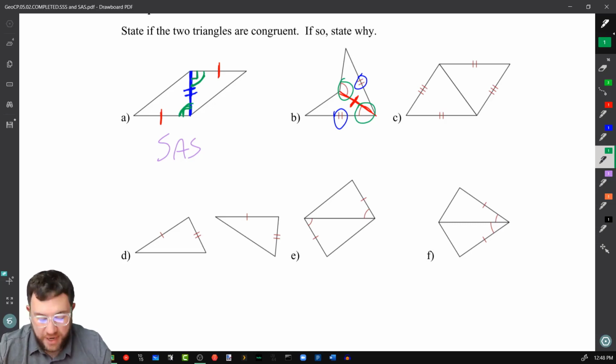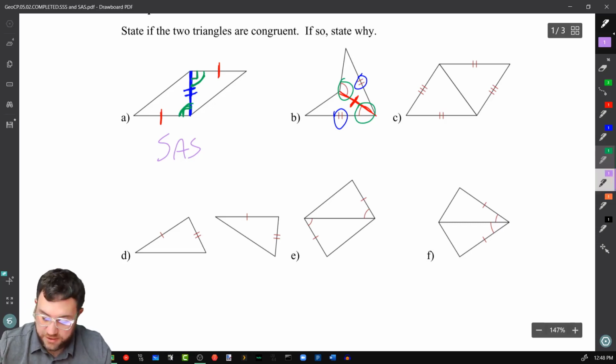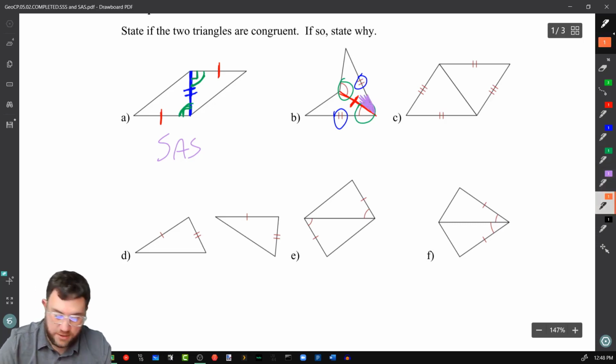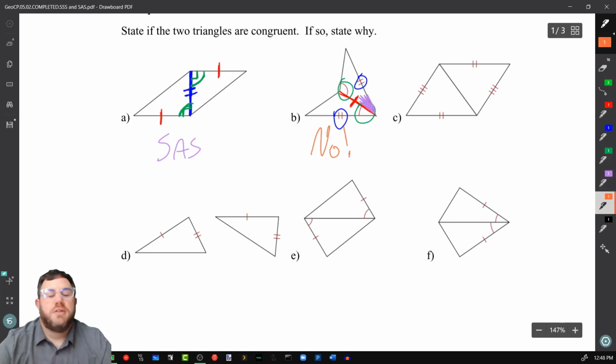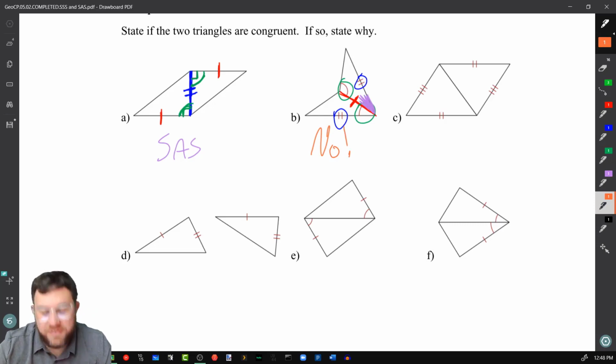But the other angle is not included. We would need it to be this angle to be included, and it's not. So for this one, all we can say is no. We don't have enough information. They could be congruent, but we do not know.